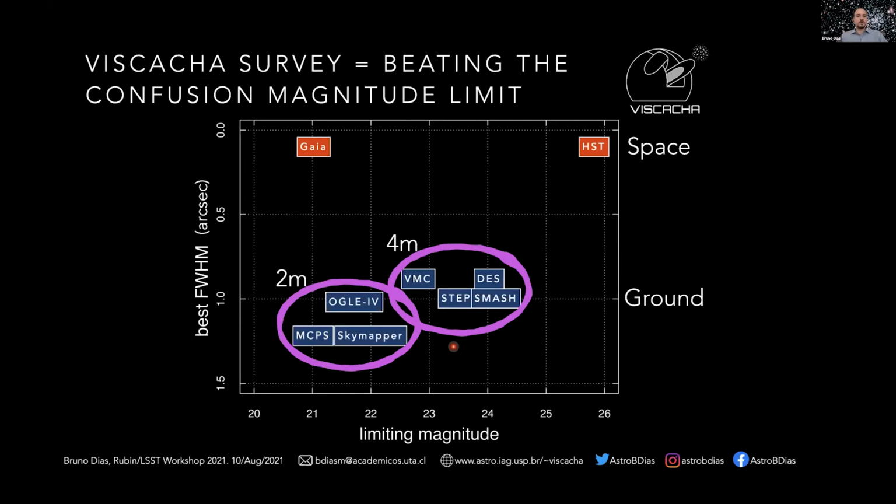Okay, so if you go to Gaia and the space, it's shallow photometry, and Hubble is not available for very large surveys, large area of sky. So the Vizcacha survey has this goal of looking specifically at the star clusters with ground layer adaptive optics with the Soar telescope and Patron, as well as the Rubin telescope, and to complement these other large surveys.